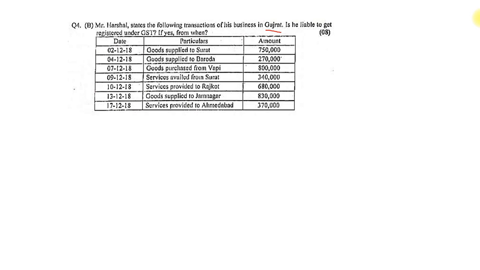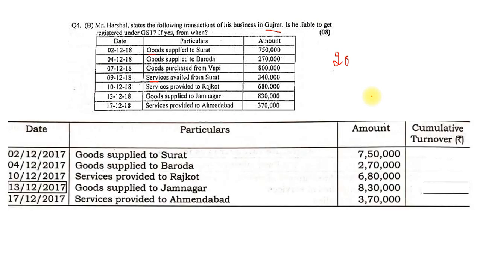The registration rule for the other category is: if the person is only dealing in goods, the threshold limit is 40 lakhs. If he is only dealing in services, it is 20 lakhs. And if he's dealing in goods and services both, then again it is 20 lakhs. Looking at the question, I can see there are goods and there are services, so both are there. So the limit is 20 lakhs. That you have to keep in mind. Now we note down this table as it is, along with one extra column called cumulative total.